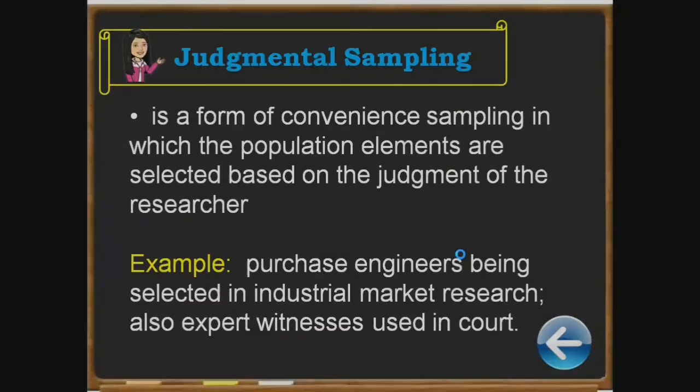Letter B, judgmental sampling. It's a form of convenience sampling in which the population elements are selected based on the judgment of the researcher. Example, purchase engineers being selected in the industrial market research. Also, expert witnesses used in court. Judgmental sampling, kunwari I need sample respondents for my survey. So how am I going to select from my students? So, kung sino lang yung matalino sa klase, kung sino yung mabait, responsable, sa kanila ko ipapasurvey. Kasi I know that they will answer all my survey questions.